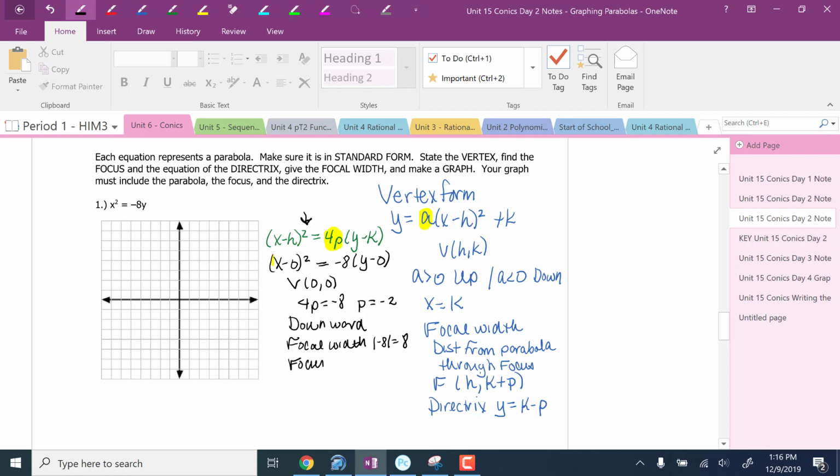My focus, again, is at my h comma k plus my p, which is a negative 2, so that's 0, negative 2. And then here my directrix is going to be in the opposite direction, so that's going to be y equals k minus a negative 2, right? Which would be y equals 2.